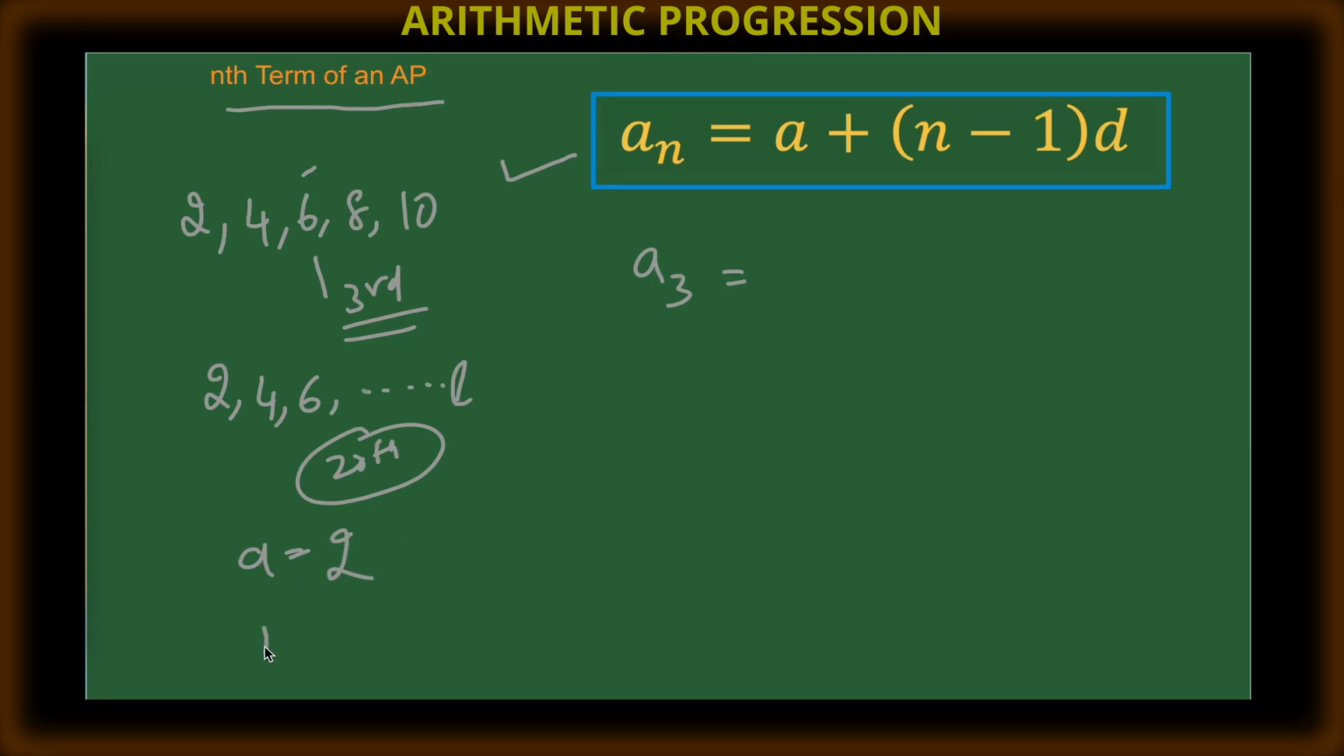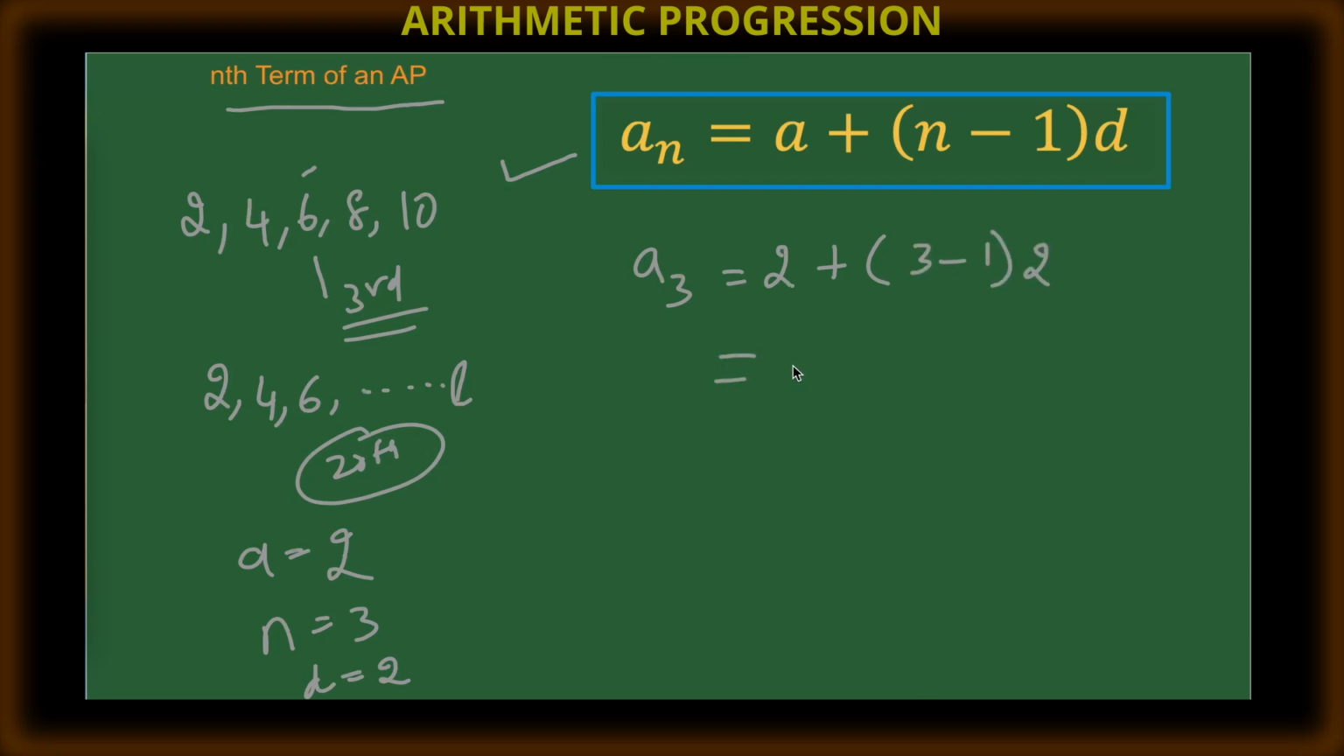Okay, so let's try to identify the third term. We know the difference is equal to 2. a is equal to 2, plus n, what is n? 3 minus 1, into d, which is 2.